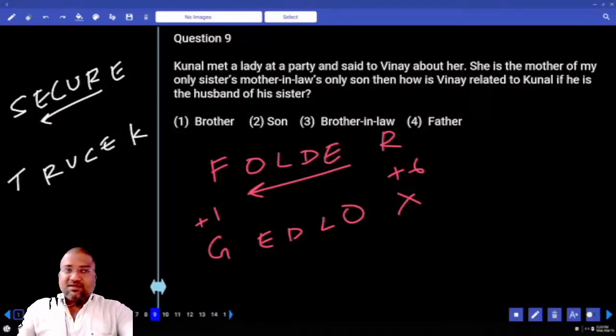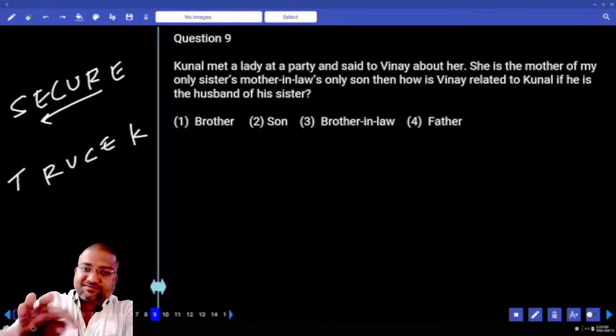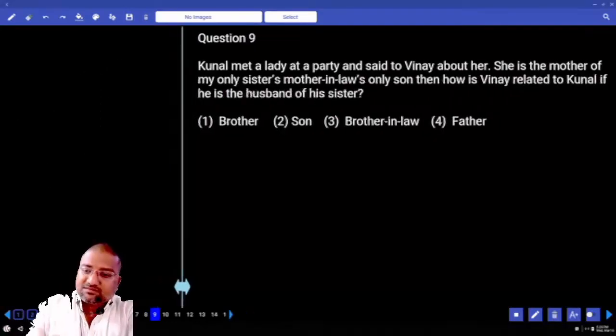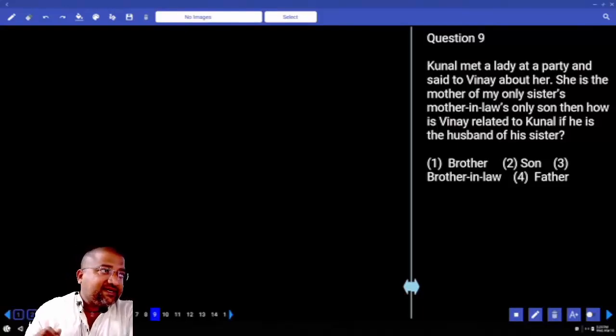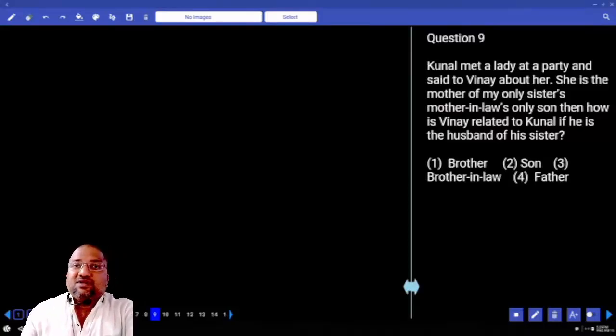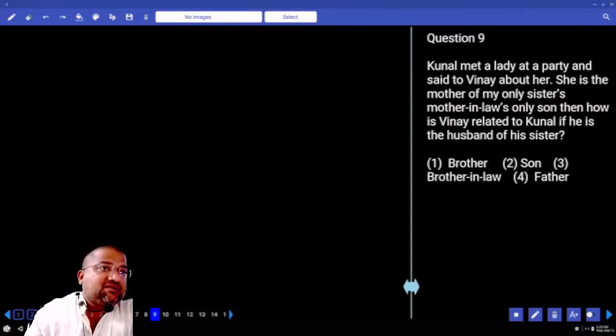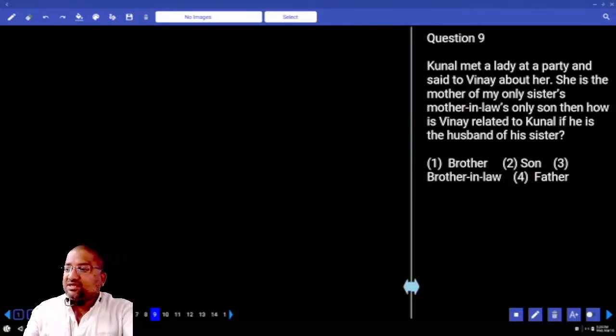Ninth. Let's go for the ninth question. Kunal met a lady at a party and said to Vinay about her. Now Kunal met a lady at a party and is saying to whom? Vinay. About her. Now who is the speaker here? Kunal. So if you see the word my in the question anywhere, then it will be Kunal, because Kunal is the speaker.